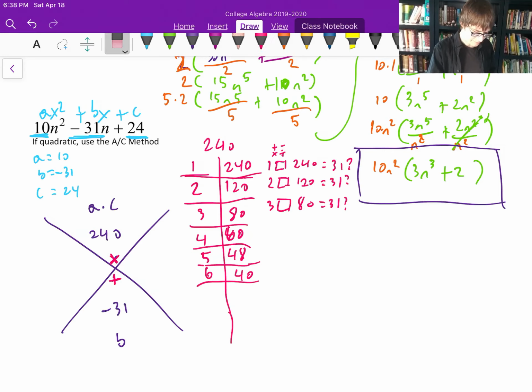Let's try 8. 8 goes into 240 30 times. There's no way I can combine that to get 31. Let's see. 9. Does 9 combine in? No, 9 doesn't work. 10. 10 goes in 24 times. But there's no way I can combine 10 and 24, so I gotta keep going.